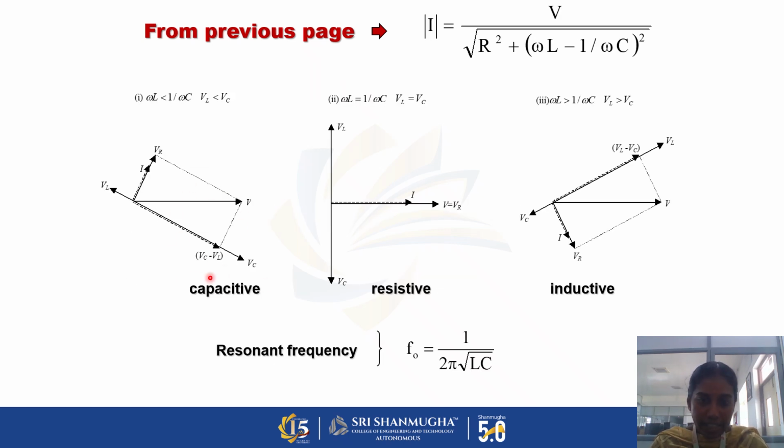If it is a capacitive circuit, the current is leading. If it is an inductive circuit, the current is lagging with respect to voltage. If it is a resistive circuit, both voltage and current are in phase. So in this condition, the circuit reaches the frequency that is called resonant frequency, and it is calculated by f naught is equal to 1 divided by 2 pi into square root of L into C.